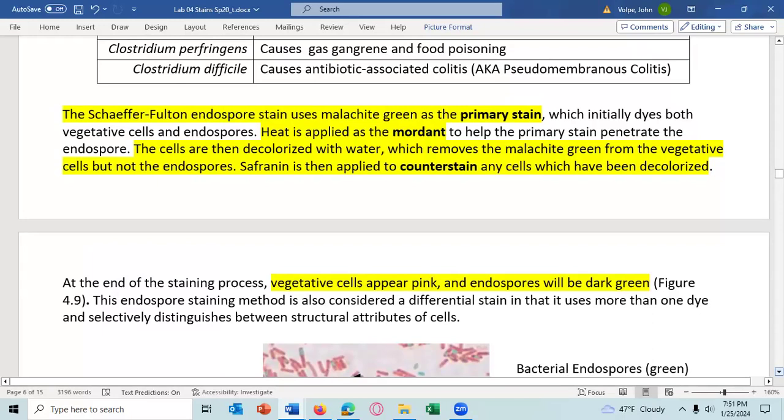Heat is then applied as a mordant. The heat helps the malachite green get inside the cell. Then decolorize the cells with water, and it will remove the malachite green from the vegetative cells, the cells actively growing and reproducing.